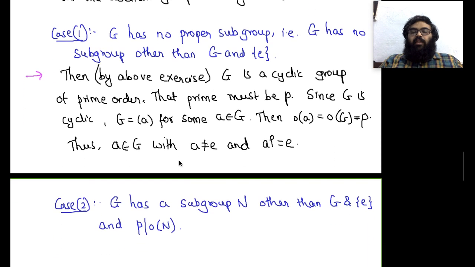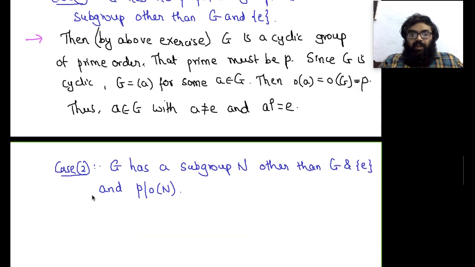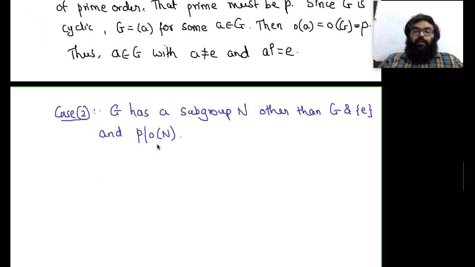Now the second case is that it has a proper subgroup, but now there are two sub cases. The first one is that P divides the order of N, and the second one is that P does not divide the order of N. So we are considering that N is a proper subgroup of G and P divides the order of N.